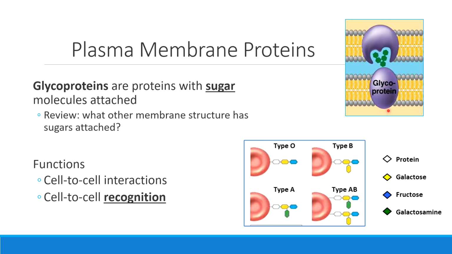With glycoproteins, we also see a very specific example, which is the AB blood typing system. The AB blood typing system is based on which sugars you have attached to your proteins. I'm not going to ask you specifically which one has galactose, which one has fructose. I don't need you to know that. But what I do need you to know is that the AB blood system is based on sugars that are attached to proteins that are embedded in the membrane. So glycoproteins and glycolipids both help us with cell-to-cell recognition. Glycoproteins also help cells to interact with each other.